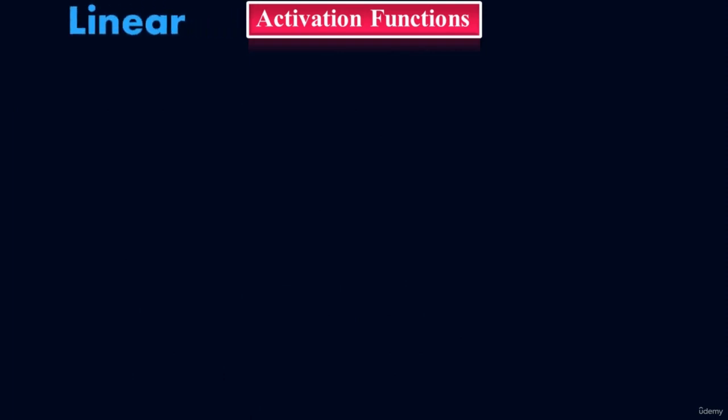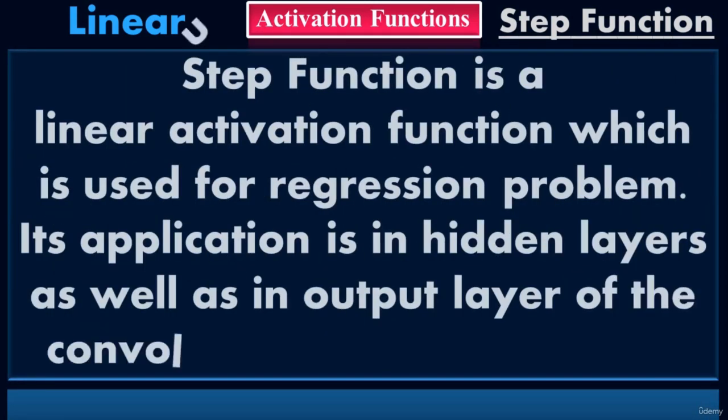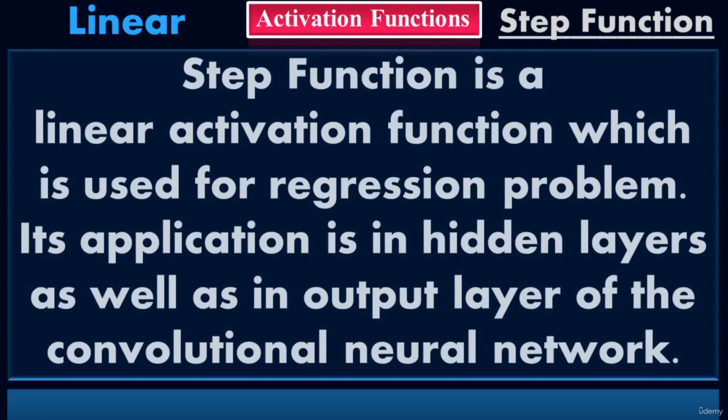Linear activation function. The first one is the step function. Let me first talk about the step function, which is a linear activation function in deep learning. According to the definition that we have, step function is a linear activation function which is used for a regression problem. Its application is in hidden layers as well as in the output layer of the convolutional neural network.